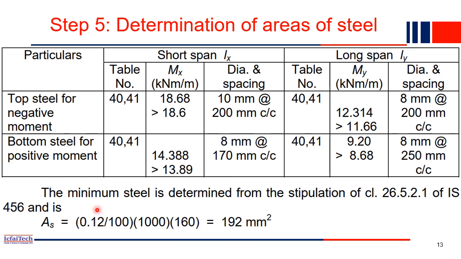The minimum reinforcement as per IS 456 is 0.12%, right? So let's check whether we provided minimum reinforcement or not. Ast minimum is 0.12% into the cross sectional area, b is 1000 into D is 160. That comes out to be 192 mm square. But whatever we have provided is more than 192 mm square. So the minimum reinforcement check also passed, and step 5 is completed.